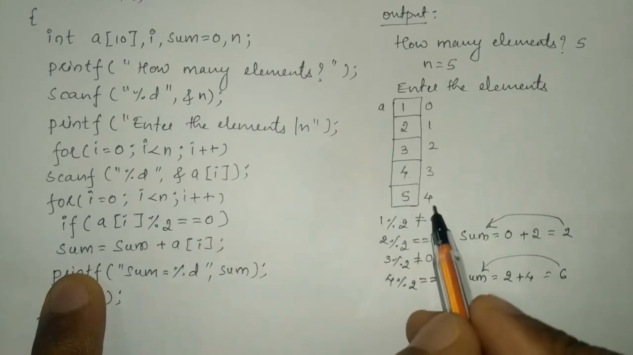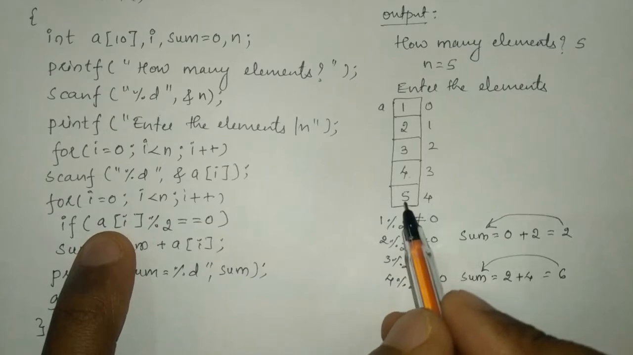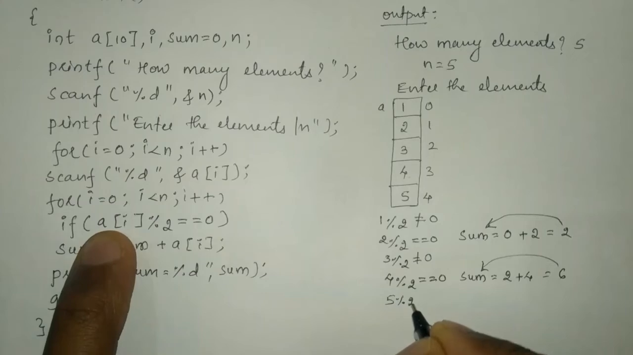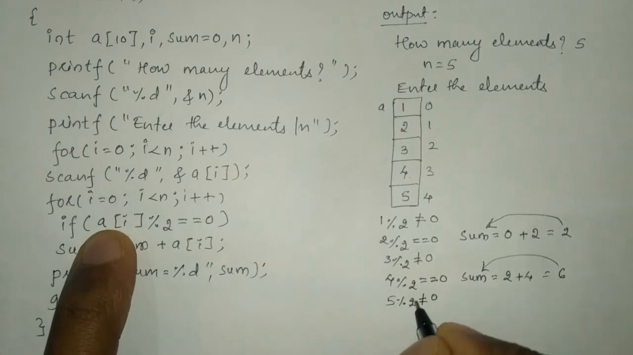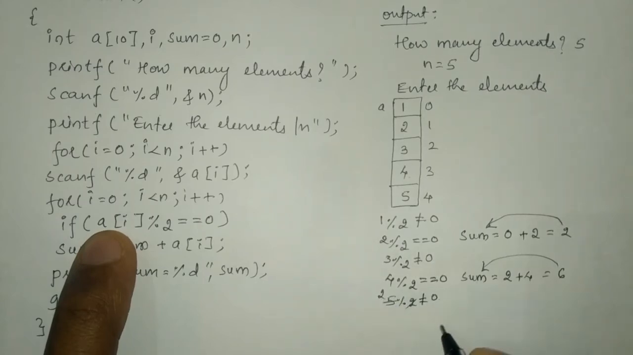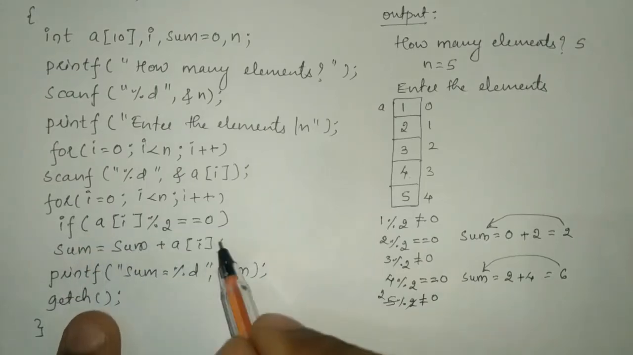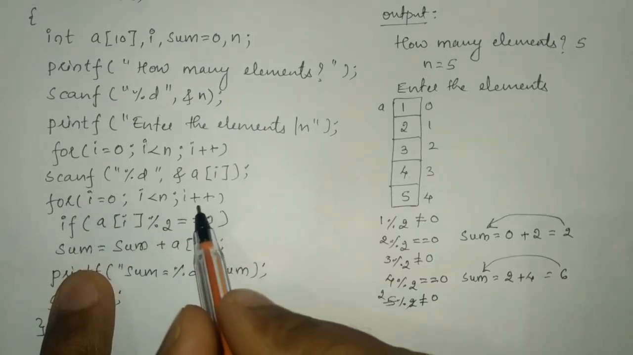Now it is 4. So here a of 4 consisting of value 5. So here 5 is divisible by 2 without leaving remainder 0? No, it is not equal to 0 because 5 is odd number. If I divide this one by 2, 2 1s are 2, 2 2s are 4, 1 is remainder, which is not equal to 0. Hence it is false. So here it is not going to execute this particular statement. Again the value of I will get incremented by 1.